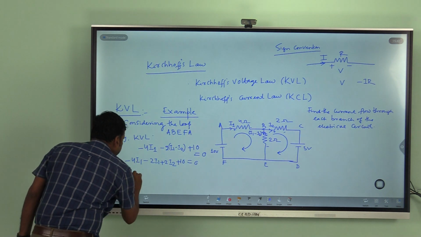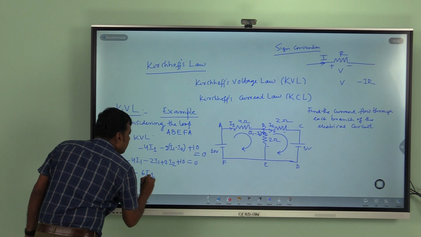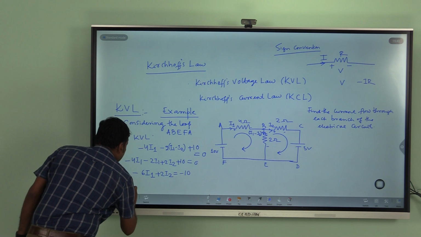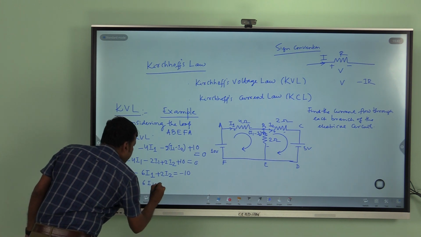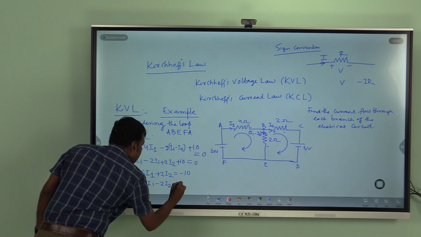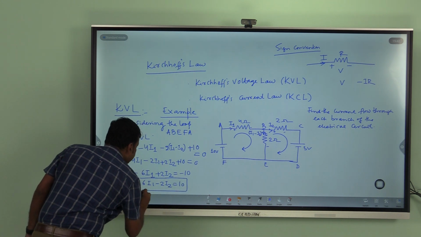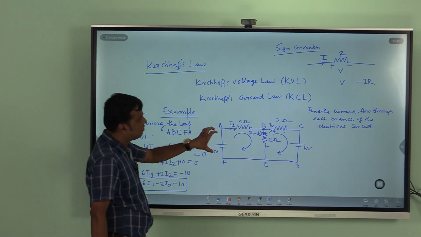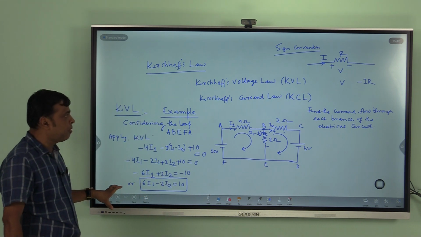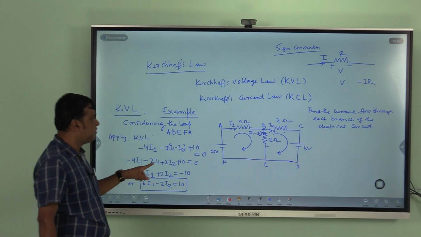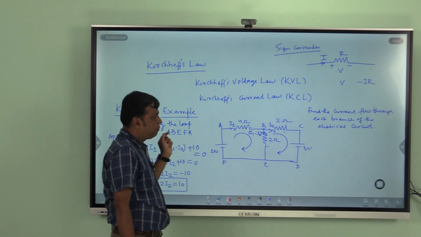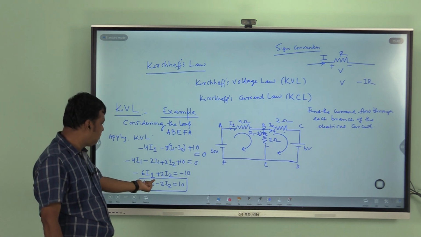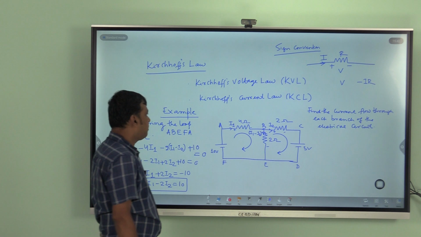Minus 4 I1 minus 2 I1 is minus 6 I1, plus 2 I2 equal to minus 10, or 6 I1 minus 2 I2 equal to 10. This is your equation 1. Are you getting or not? So, if you apply KVL in the first loop, you get this equation: the algebraic sum of the potentials in a closed loop is 0. If there is a resistance, multiply with current, going from plus to minus is minus, minus to plus is plus. The first equation is 6 I1 minus 2 I2 equal to 10. This is your first loop.